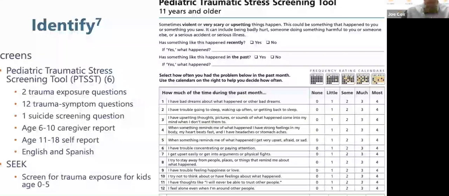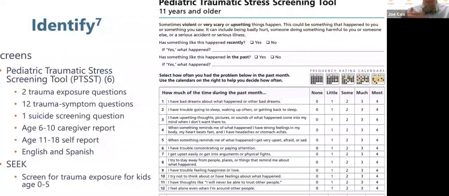Maybe you're working in a foster care clinic and you want to do it for every visit. But having some tool to use is really helpful to make sure you're not forgetting to ask. This tool also has trauma symptoms questions that we'll get to in the next step.